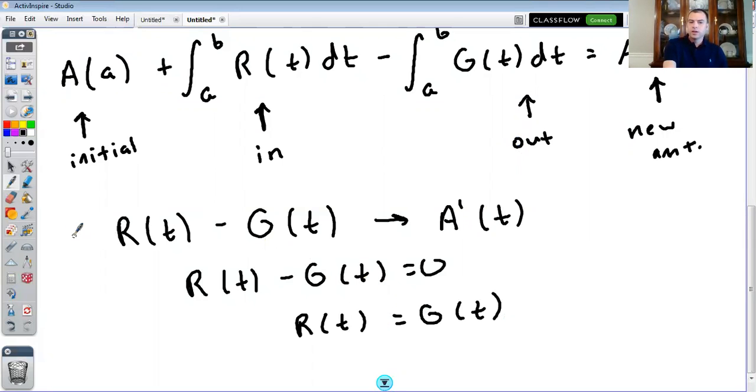And I think it's important, like I said, this line right here: rate in minus rate out is the rate of change of the amount in that problem. Okay, hopefully this helps you review for that specific application. Be ready for this to sneak in various ways.